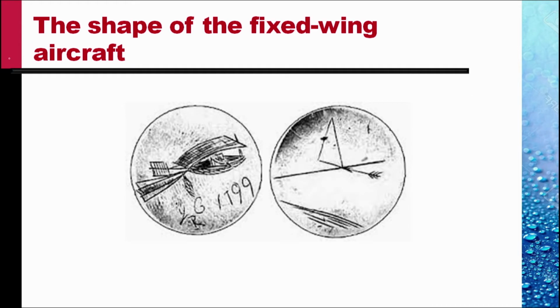In fact, he was so sure of his thinking that he got a silver medallion etched in 1799 describing what he thought was an essential configuration of an aircraft. This was the first time when an aircraft was thought to have a tail and sail like wings.